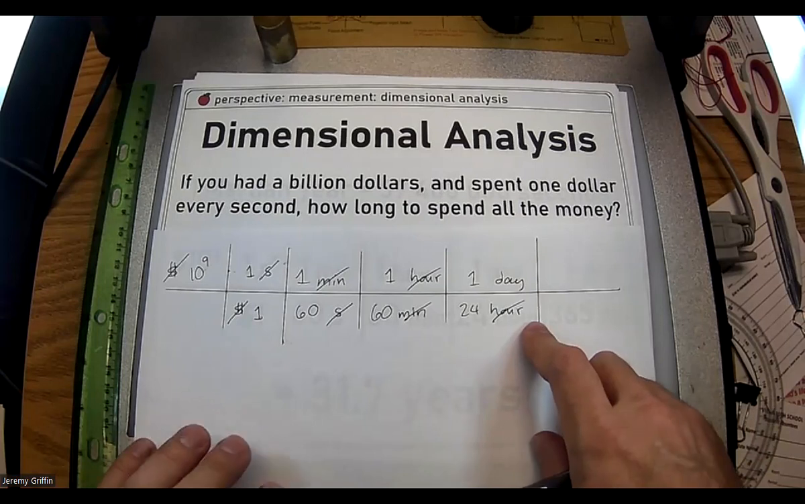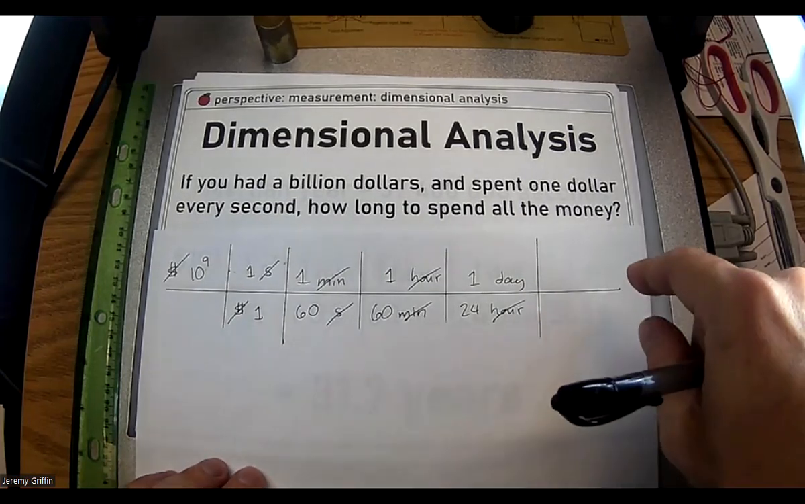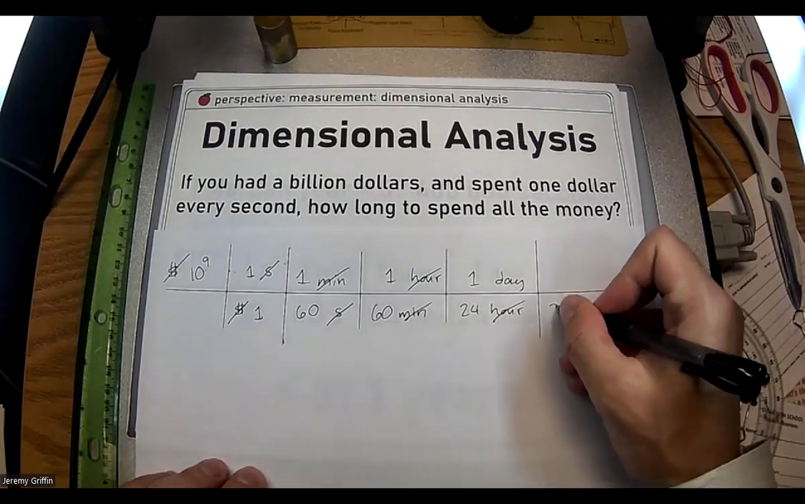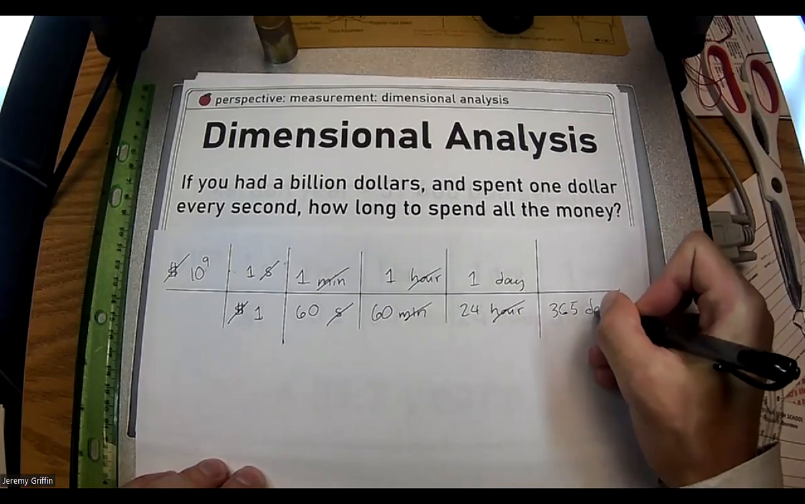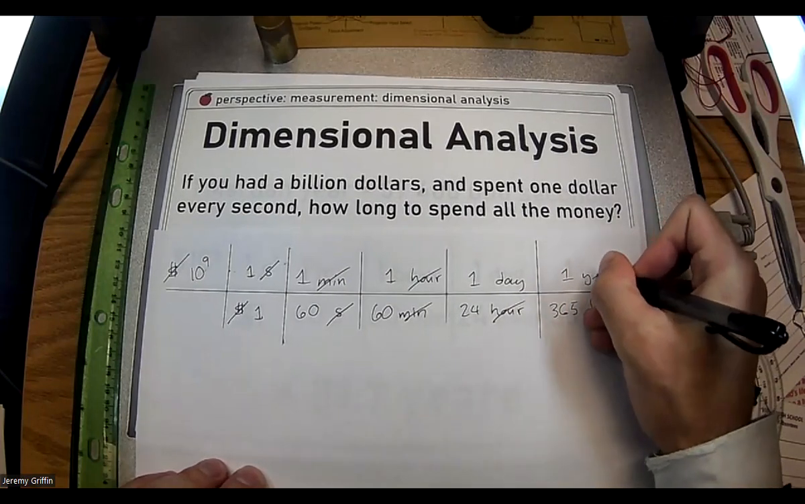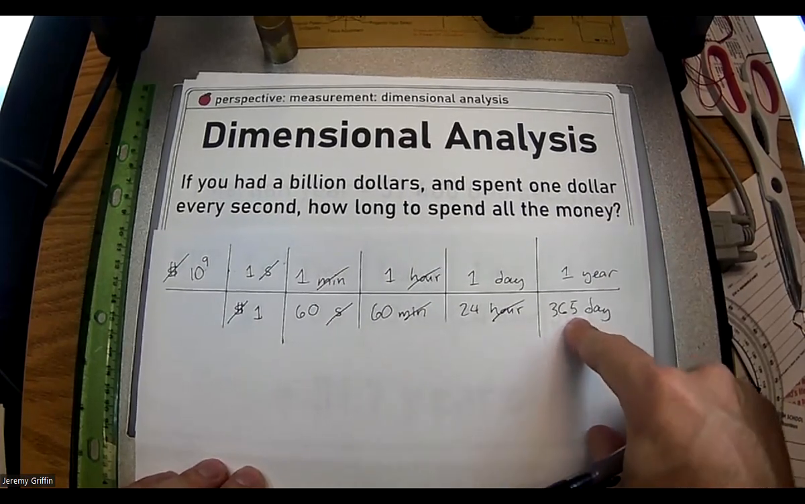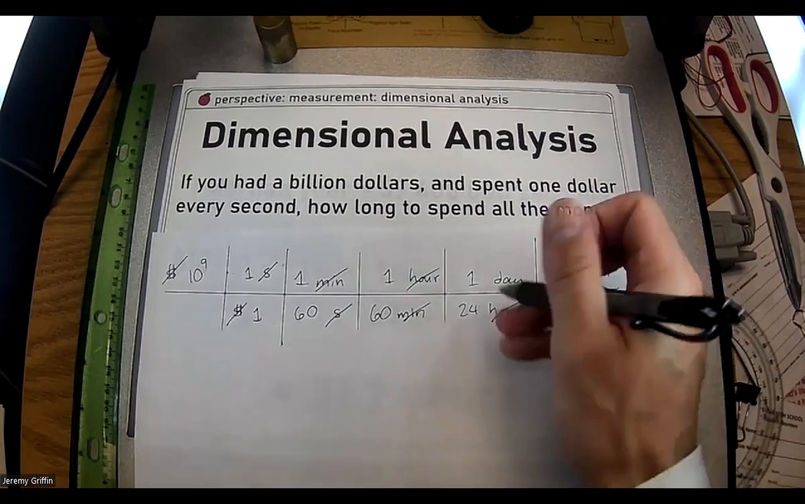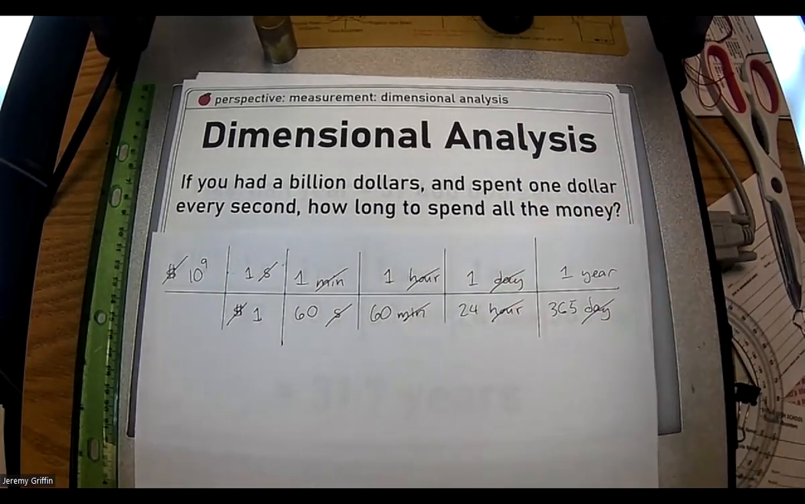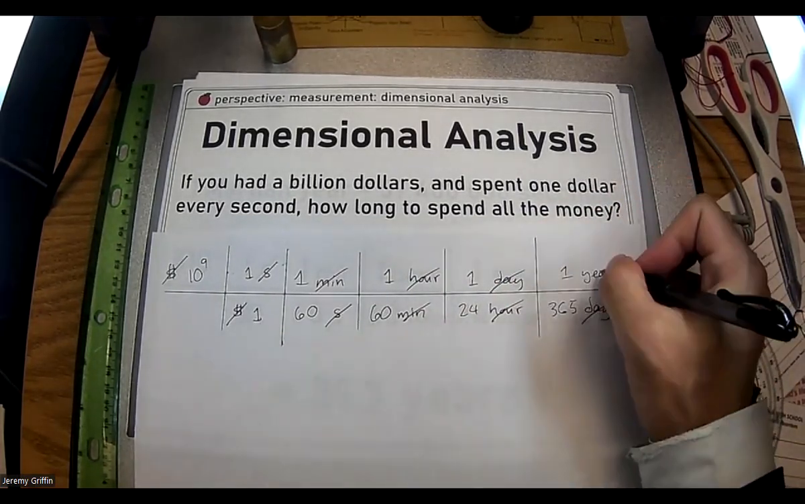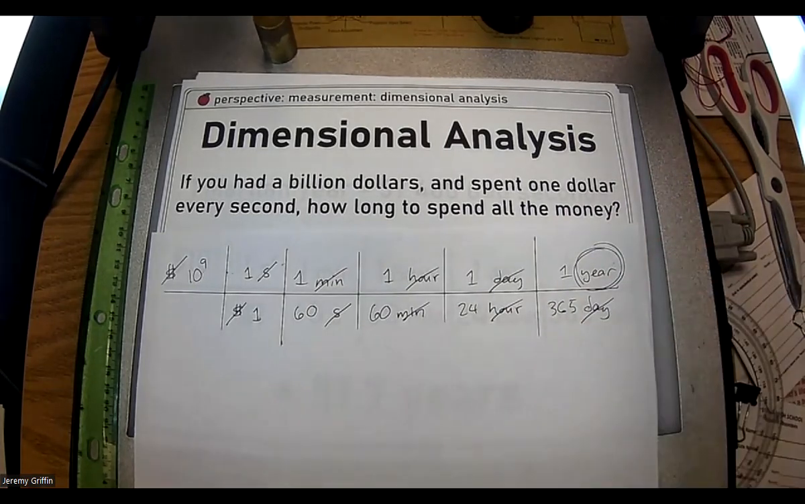Let's just cut straight to years. It's going to be some number of years. Can I go 365 days, 1 year? Now, if you want to go 365.25, you can get some more precision, but that's not going to really change the answer that much. So now I know how many years it's going to take to spend the money.